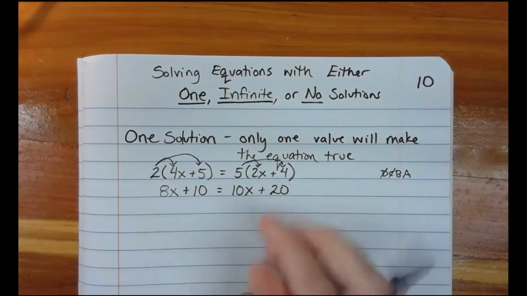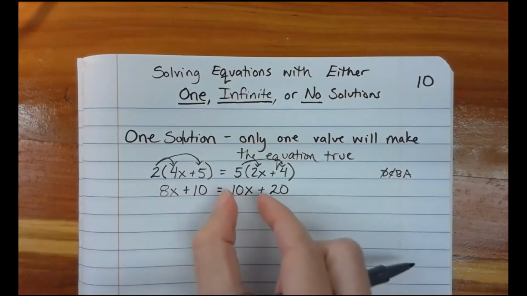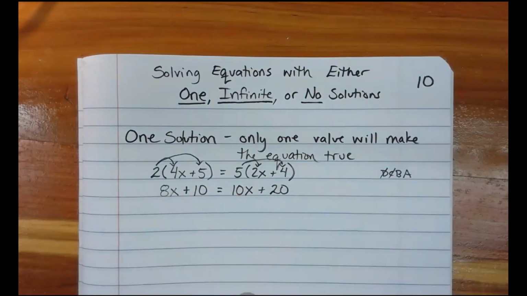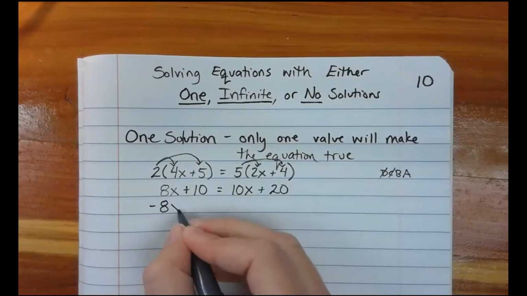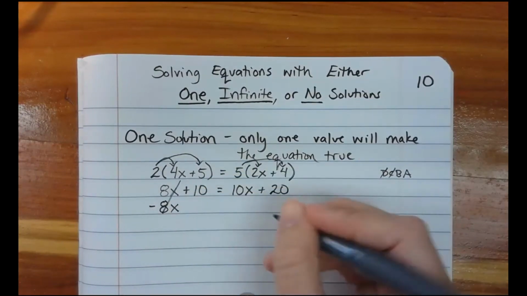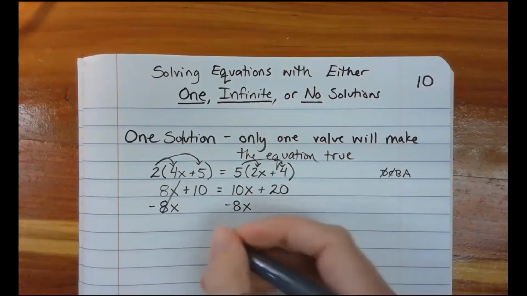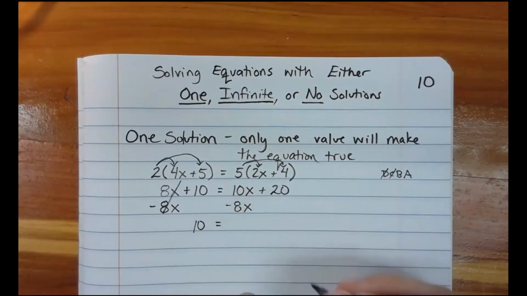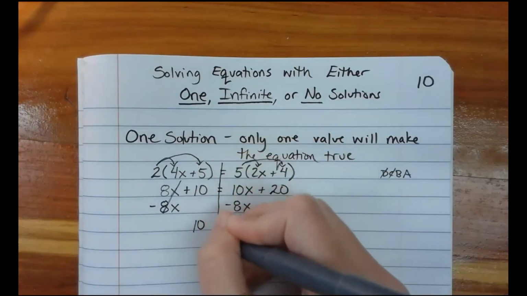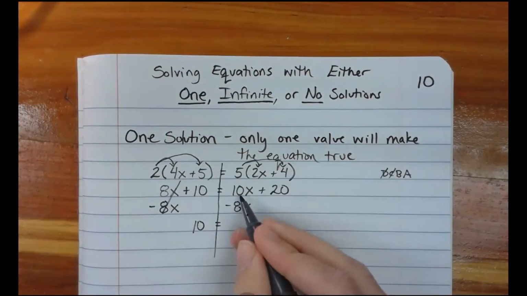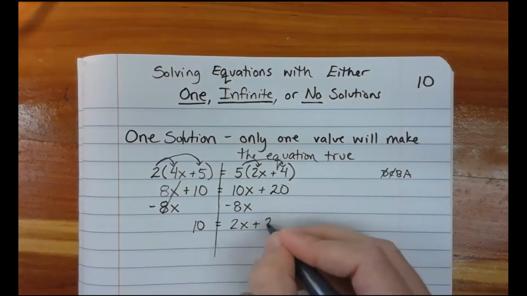B stands for bring the variables to one side, so we can either subtract 8x and move it over here, or we can subtract 10x and move it over here. I tend to like to avoid negatives, so I'm going to take the smaller number away. So I'm going to subtract 8x from each side. On this side, we're left with 10 is equal to, and 10x minus 8x gives me 2x, and then I bring down my plus 20.